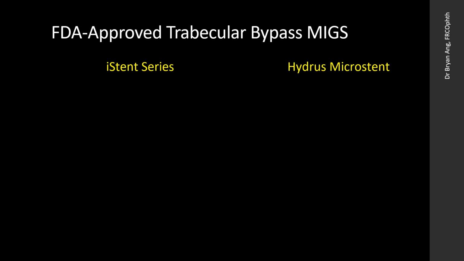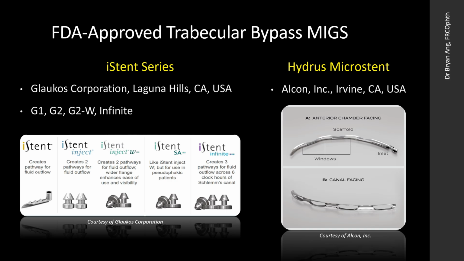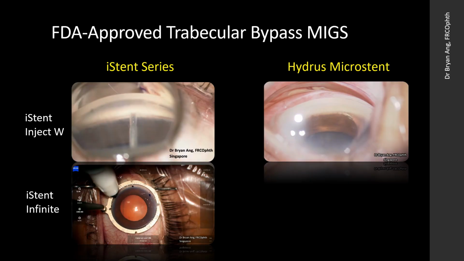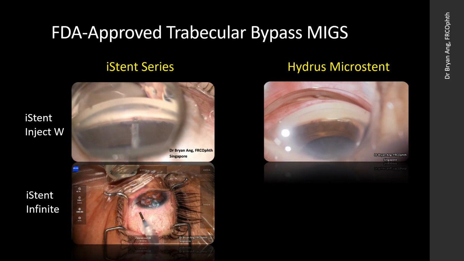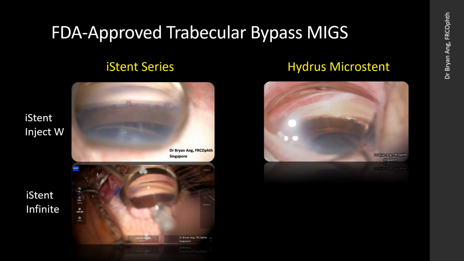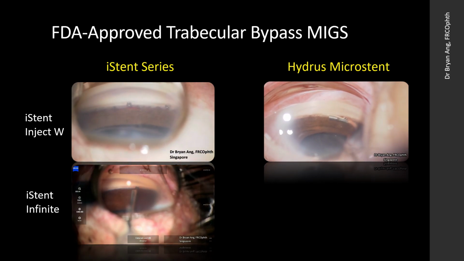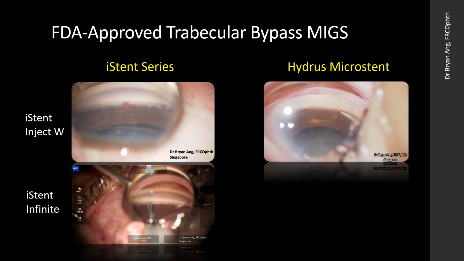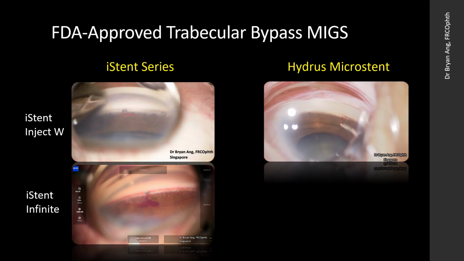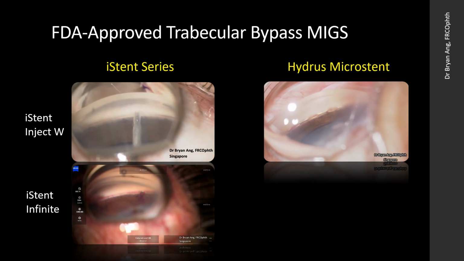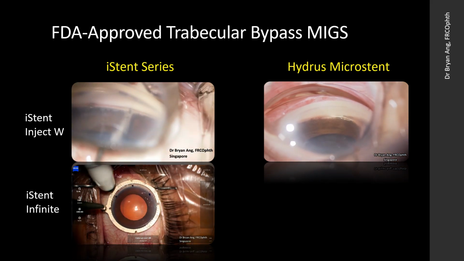Well, in terms of trabecular bypass MIGS devices, there are two that have been approved by the US FDA. And these are firstly the iStent series and secondly the Hydrus Microstent. These trabecular bypass devices are a subset of angle-based MIGS. They are performed under intraoperative gonioscopic guidance, with stents implanted into the angle, bypassing the trabecular meshwork resistance, and directly accessing the Schlemm's canal, hence enhancing physiological aqueous outflow and reducing the intraocular pressure of the eye.